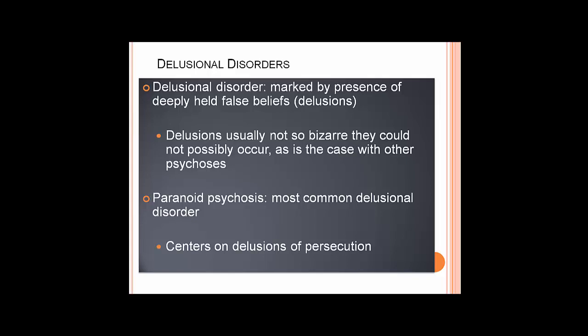Then we have something called paranoid psychosis, and this is the most common delusional disorder, and it centers again on delusions of persecution. You might find somebody with a paranoid psychosis, or at least with a delusional disorder, as somebody who's highly skeptical, very vigilant, hypervigilant, always looking around, and doesn't trust anybody.